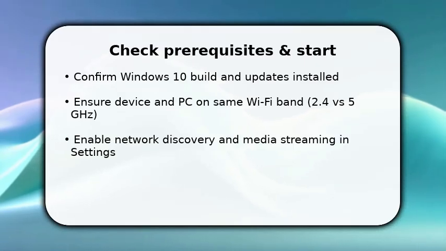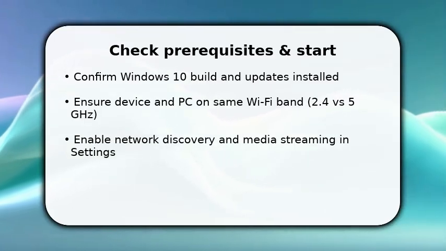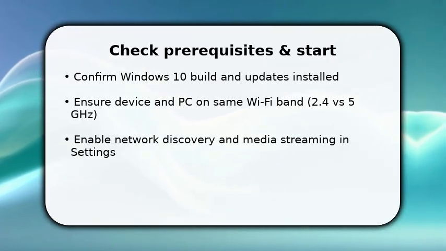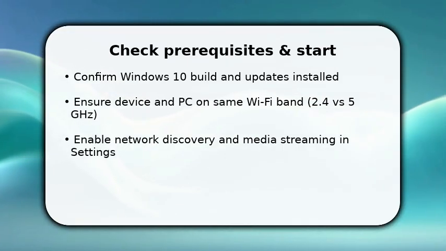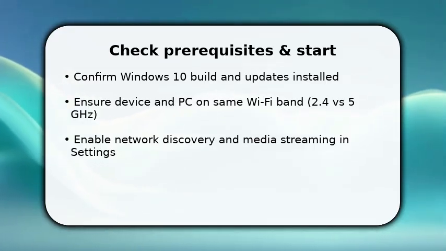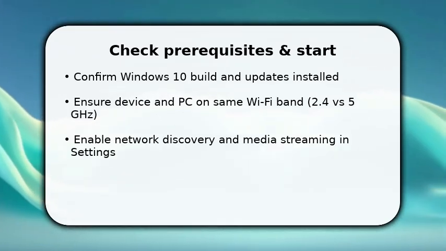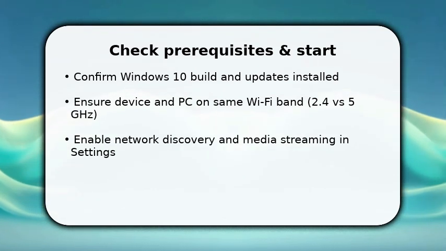You'll begin by validating prerequisites and taking quick first actions. Check Windows Update and install pending patches, because many casting fixes arrive via system updates. Make sure your PC and cast device share the same Wi-Fi band. Mismatched bands block discovery. Once done, open Control Panel Network and Sharing Center to enable network discovery and media streaming, so Windows advertises to the device. These steps open the path for troubleshooting rather than guessing at connectivity issues.